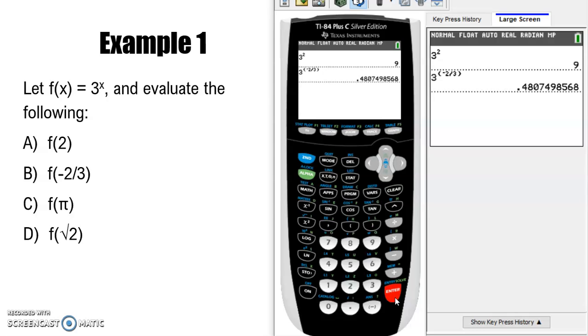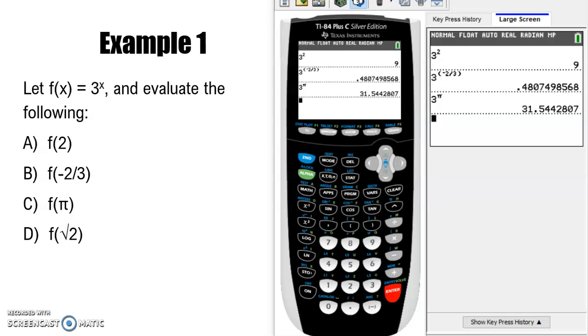Most of the time they'll give you a value to round to. F of pi, so I'm going to do 3 to the, now you might not see it, but right above this up arrow is a pi button. So if I hit second and this arrow, I will get pi, and I hit enter. So 3 to the pi is 31.544 or so. And again, they should give you rounding directions. Otherwise, you can even just copy the entire decimal.